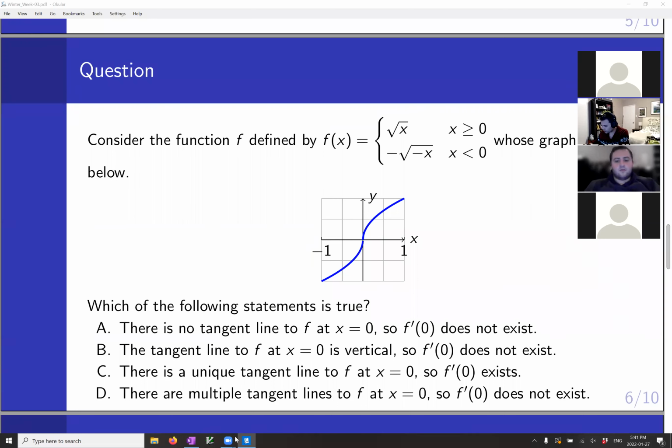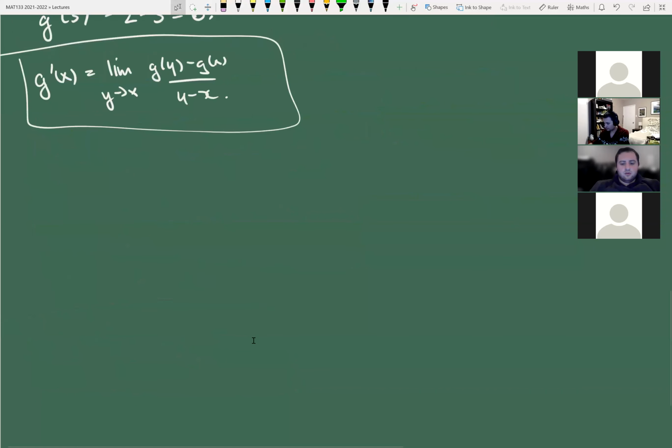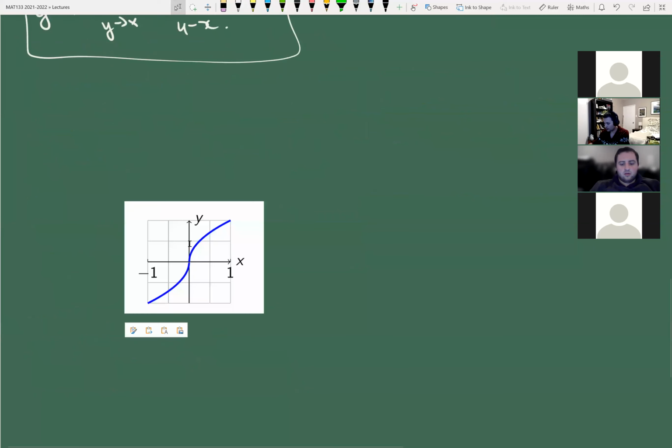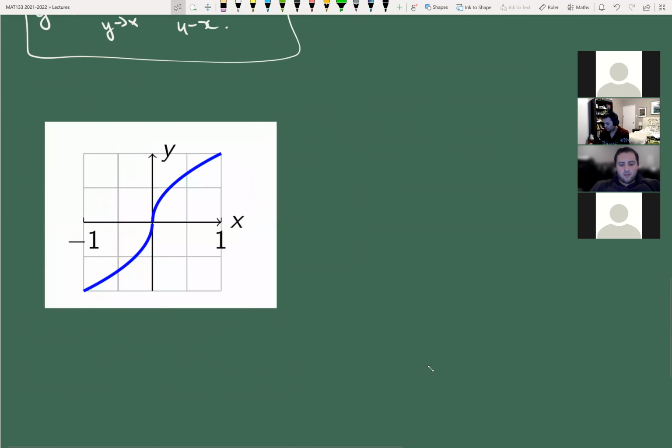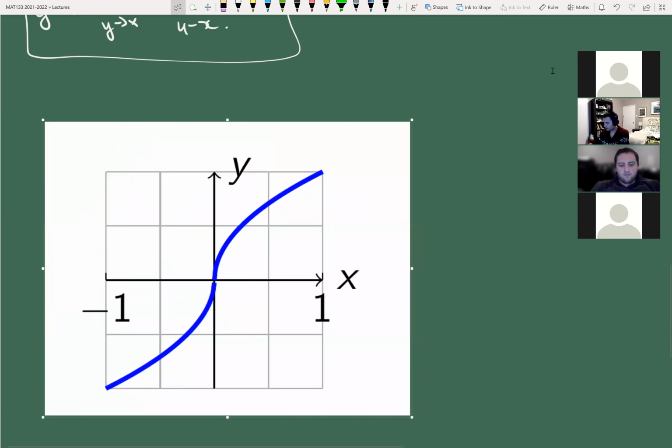This one's a little bit tricky. Let me copy this in. Okay, so here's our graph. This one is question 6. Maybe let me just write that in.